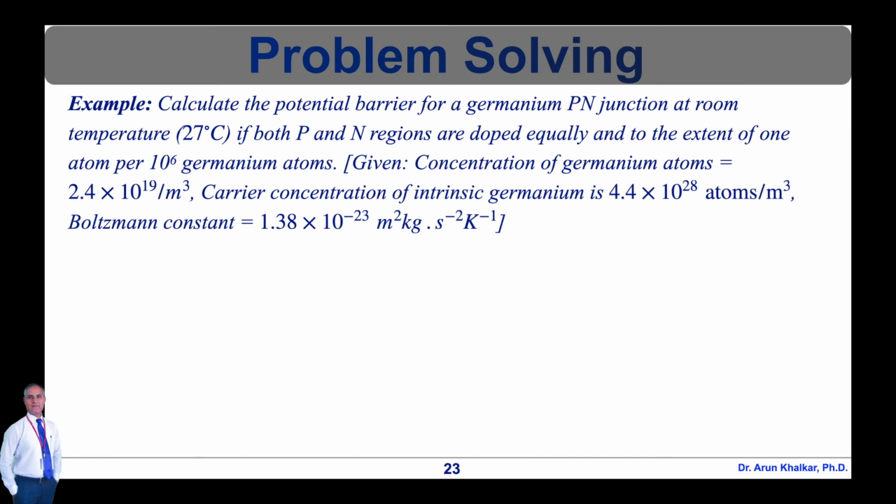P and N regions are doped equally and to the extent of 1 atom per 10 raised to 6 germanium atoms. Given parameters: the concentration of germanium atoms is 2 × 10^19 per meter cube. The carrier concentration of intrinsic germanium is 4.4 × 10^28 atoms per meter cube. And the Boltzmann constant is 1.38 × 10^-23 meter square kilogram per second square Kelvin. Therefore, the solution for this problem is as follows.